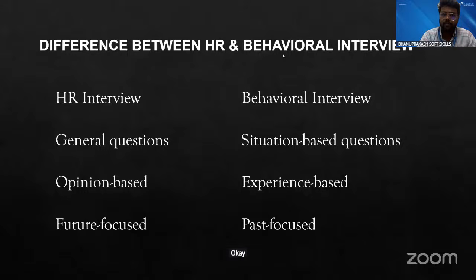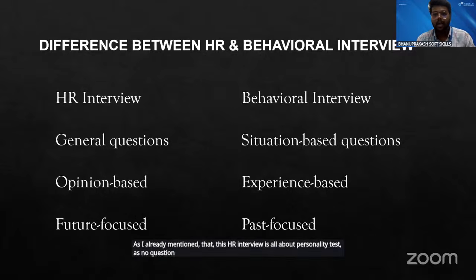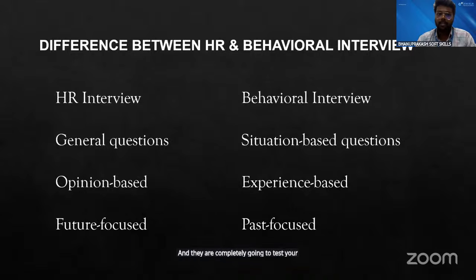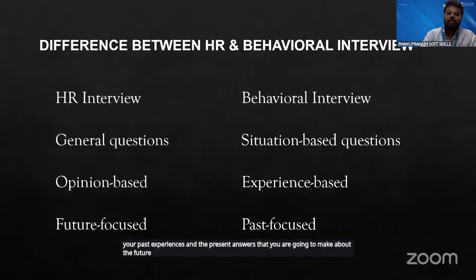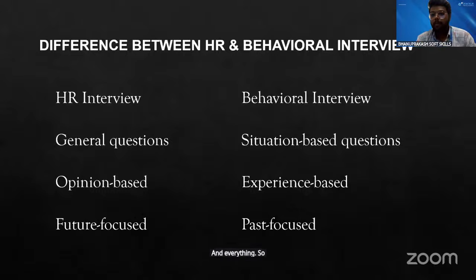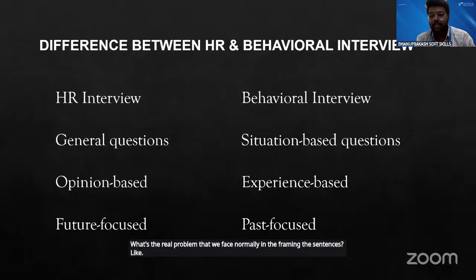Okay, right. So the next part, as I already mentioned, this HR interview is all about a personality test, as no technical questions are being asked here, and they are completely going to test your personality based on your past experiences and the present answers that you are going to make about the future and everything. So what's the real problem that we normally face in framing the sentences, like framing the answers?